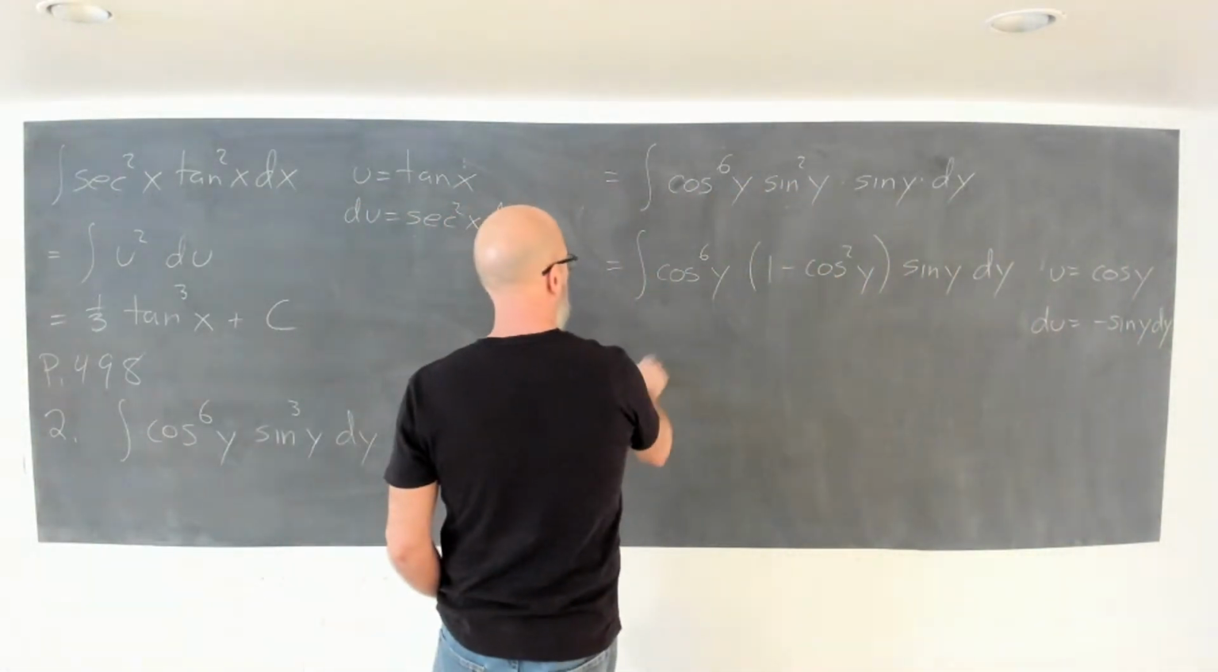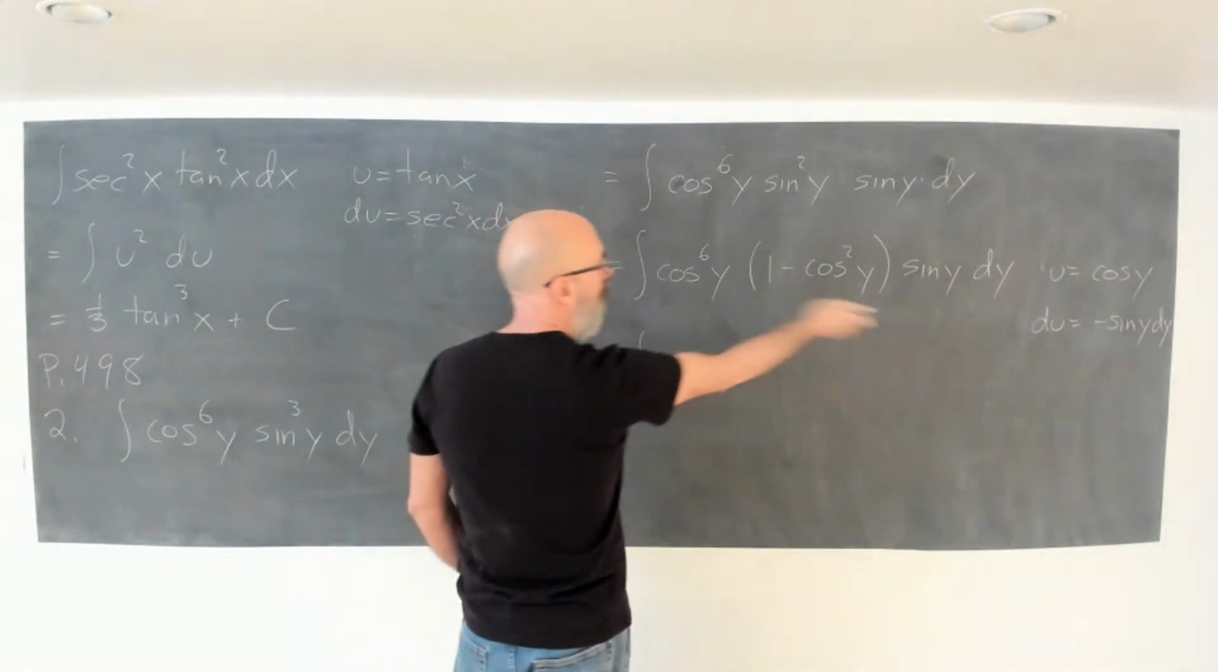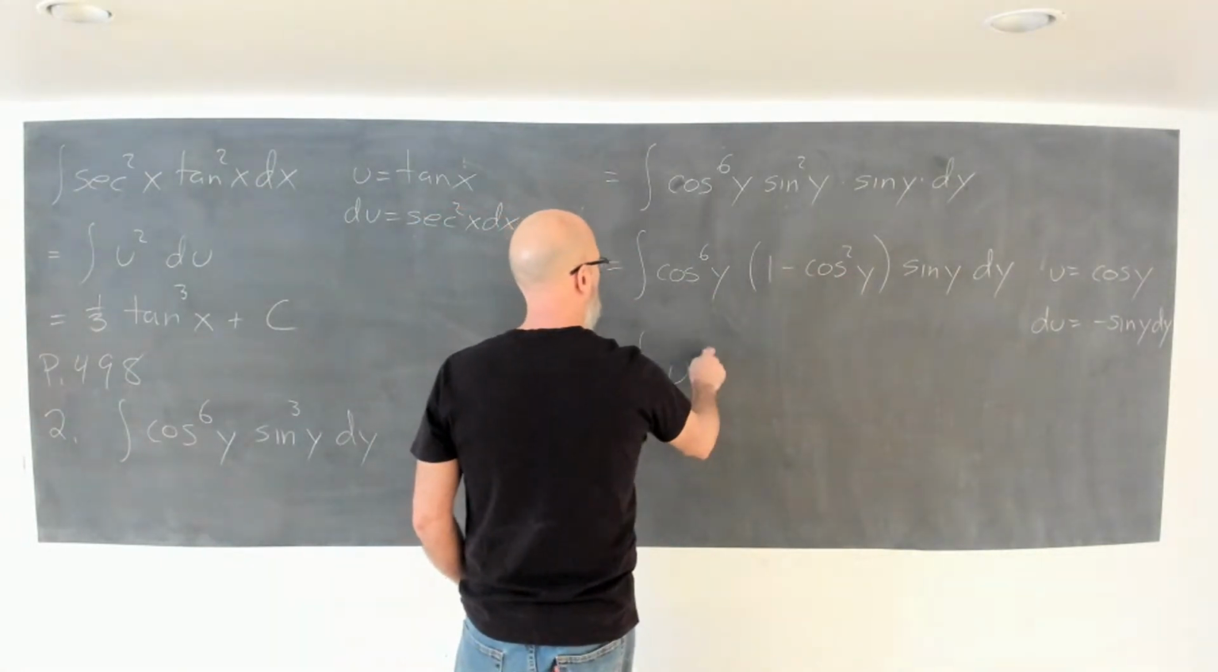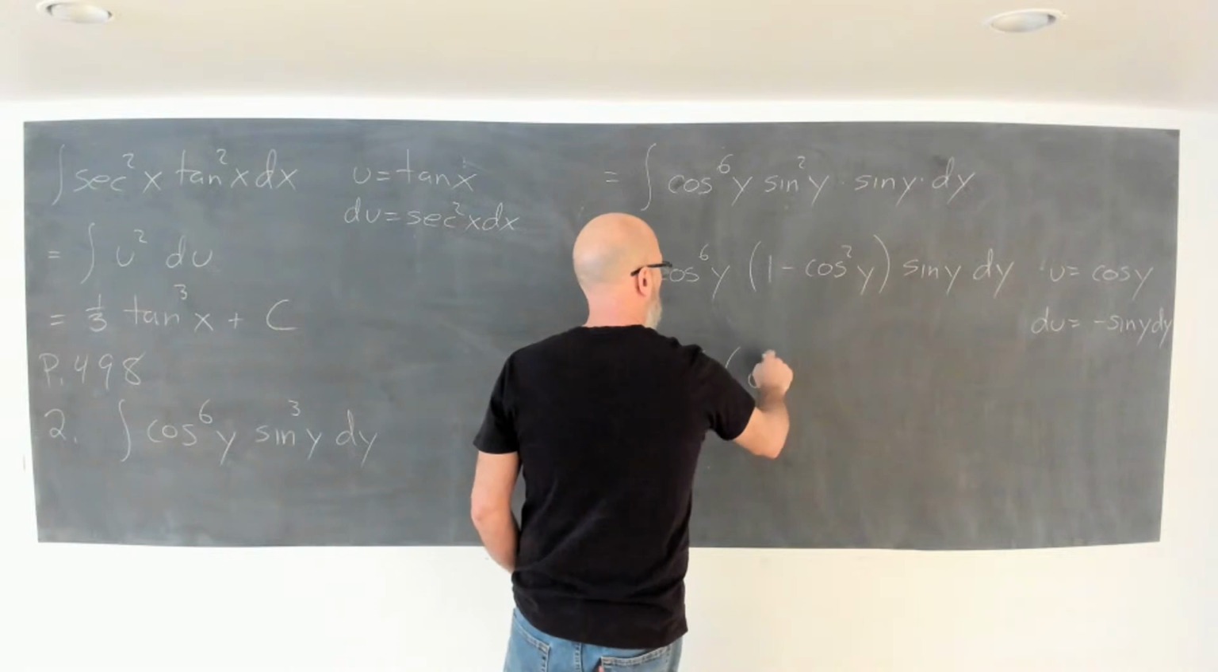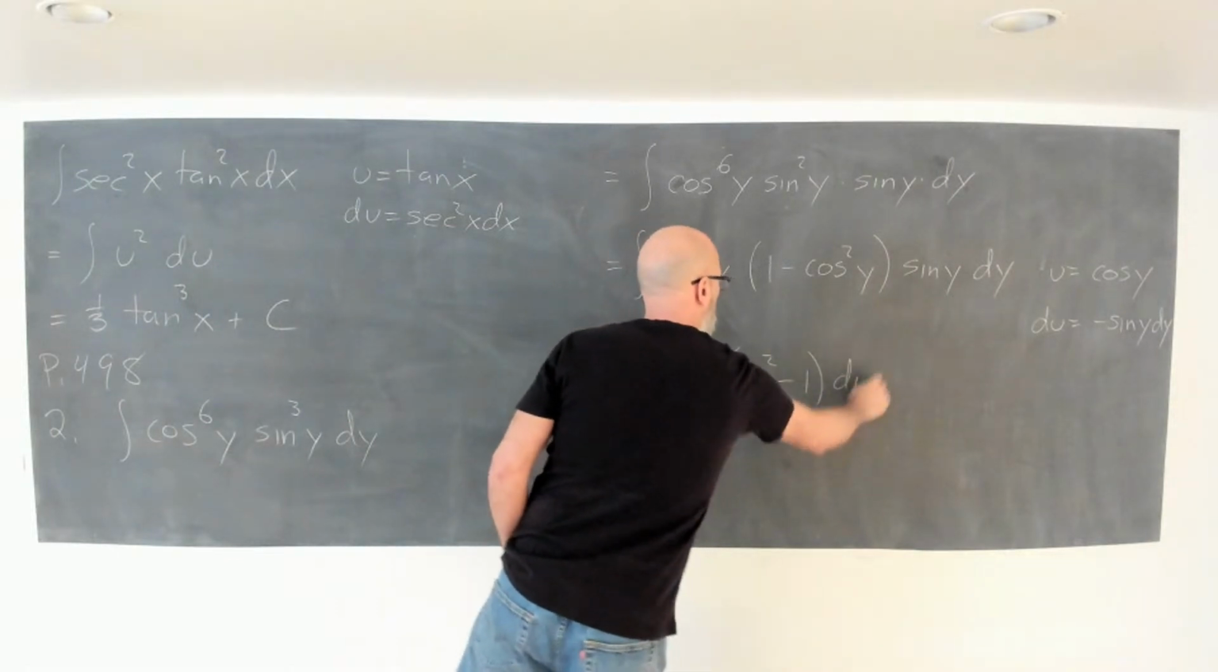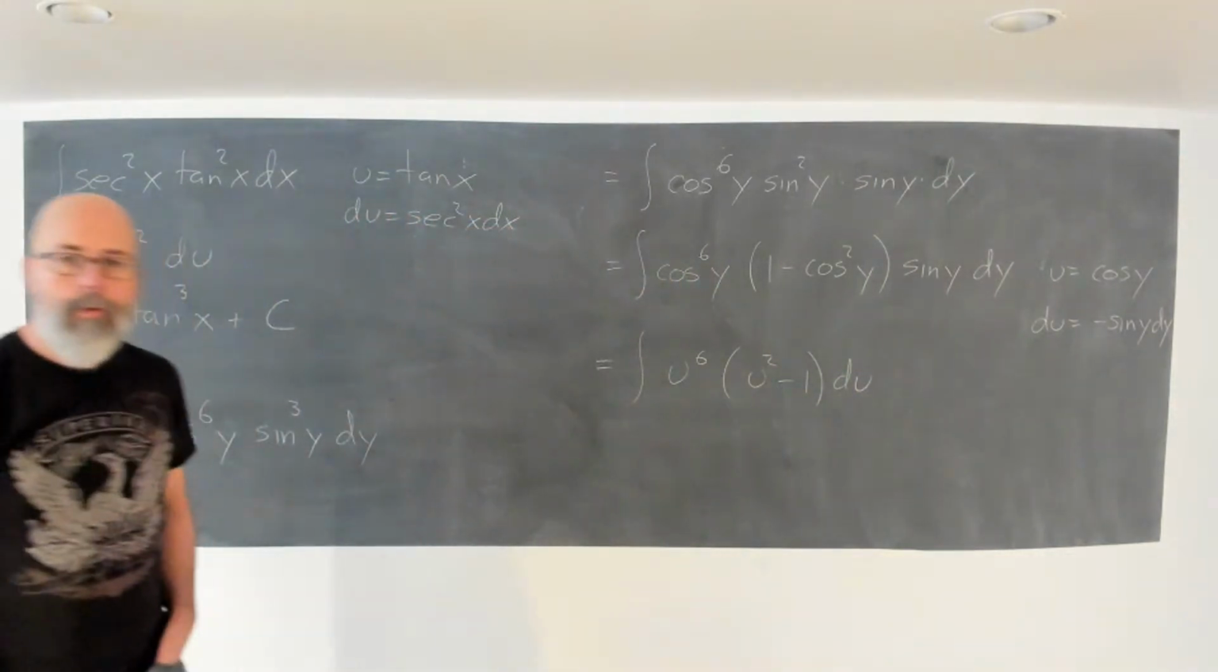So this is easily seen to be u to the 6, u squared minus 1, du.